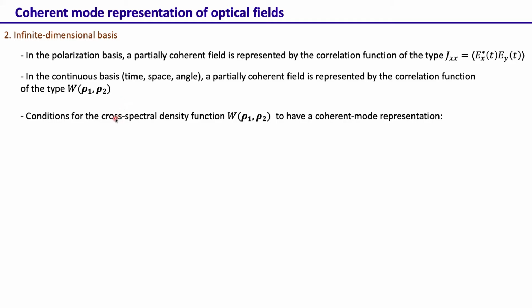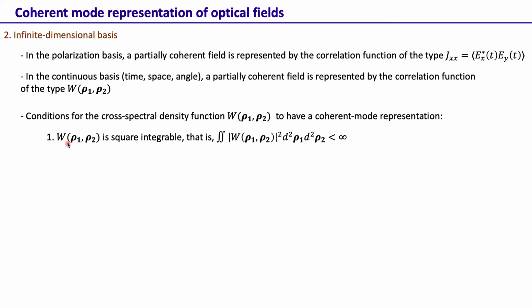Okay, so now what are the conditions for the cross-spectral density function? I'm just writing it for space. We could do the very similar thing for time and angle. So here we are writing it for space. The conditions for this cross-spectral density to have a coherent mode representation are the following. It's very analogous to what we have in the case of polarization.